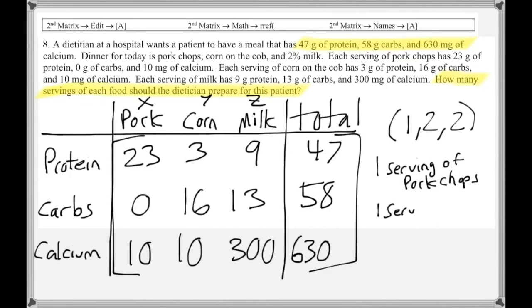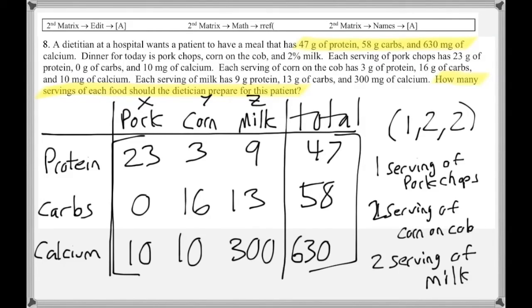1 serving of corn on the cob, or sorry, 2 servings, my bad, 2 servings of corn on the cob, and 2 servings of milk. If you do that, you will achieve the 47 grams of protein, 58 grams of carbs, and 630 milligrams of calcium. So that would be your answer.